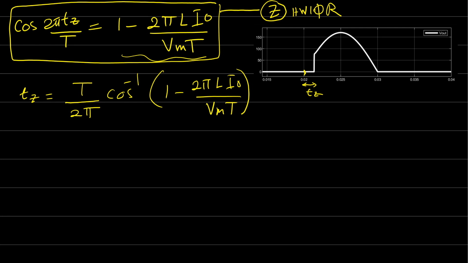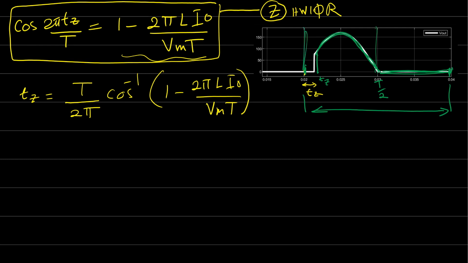In order to find the average voltage, you can take the integral for this from Tz to T over 2, but you have to take the average for the whole period T. Why? Because if you don't, this part will not be included, and then we'll end up with an average only for this duration, which is not right.